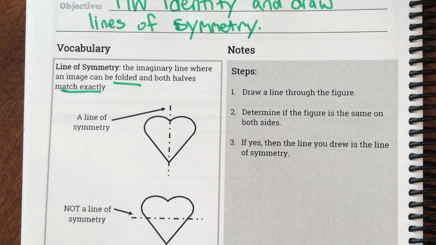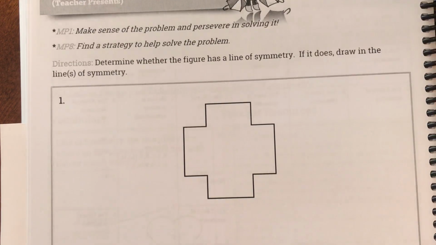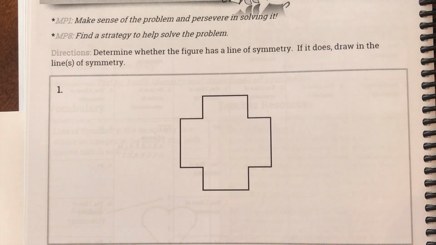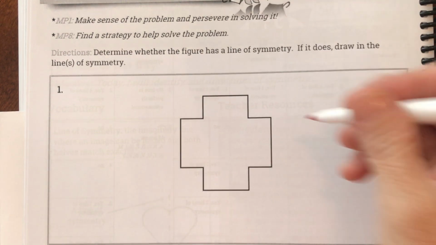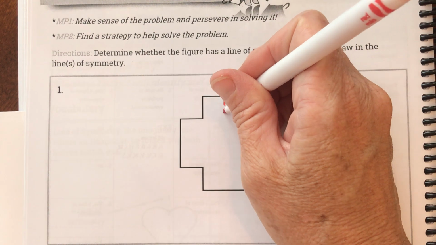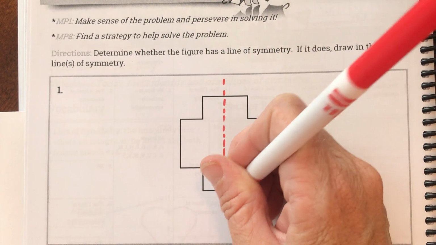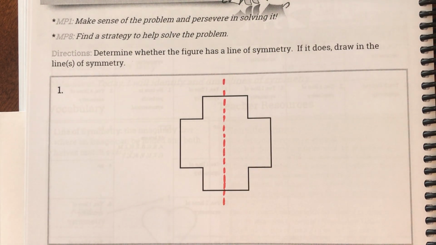Since we started this yesterday, I'm just going to jump right in and get started on my problems. Here's my first problem. It reminds me of a kind of cross. It asks me, determine whether the figure has a line of symmetry. If it does, draw in the line or lines of symmetry. So where could I fold this that's going to match perfectly? Could I fold it right there, vertically? I think that would work.